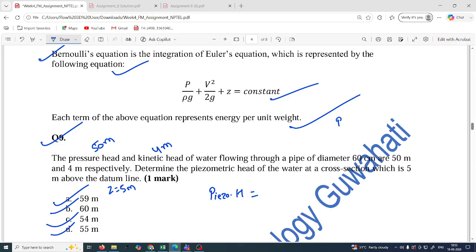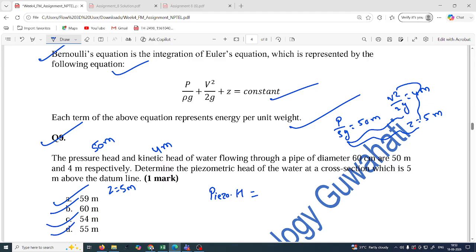Means P by rho g is given 50, V square by 2g is given 4 and z is given 5. What is piezometric head? Whether it is a combination of all three, or a combination of two of these? You have to think very carefully actually.